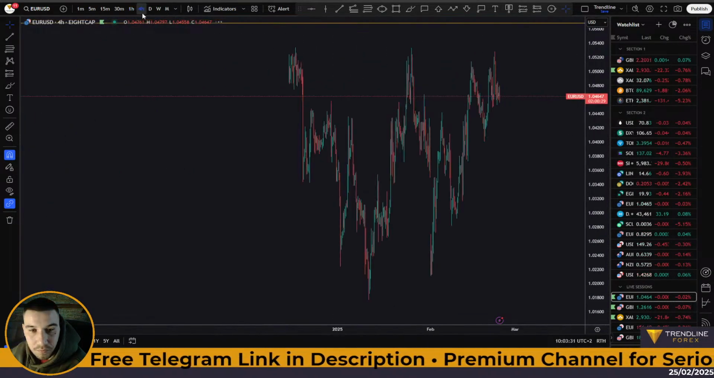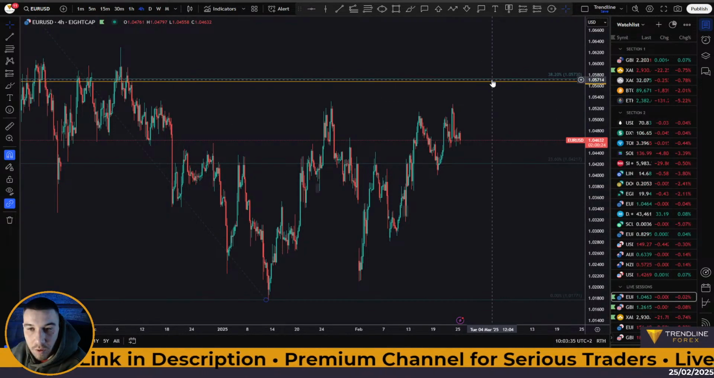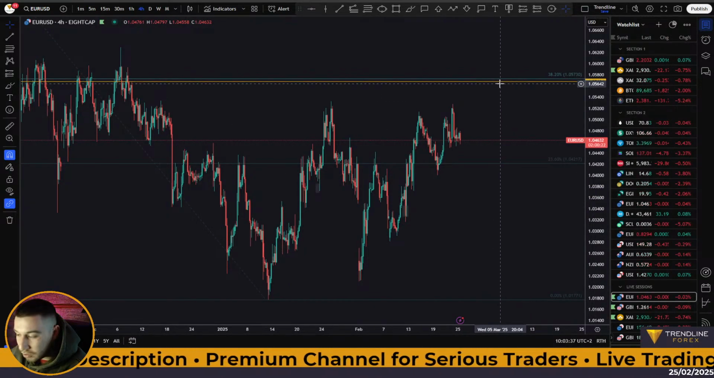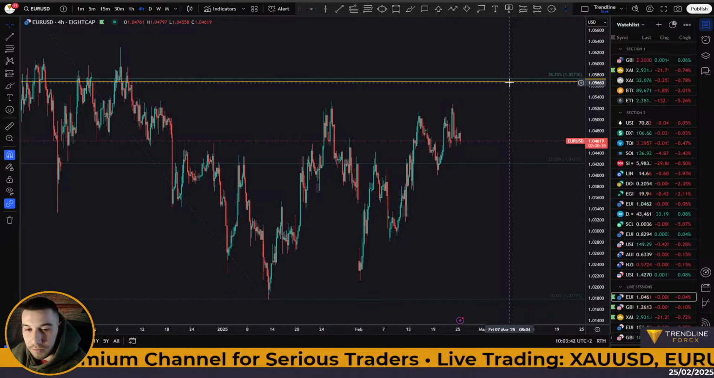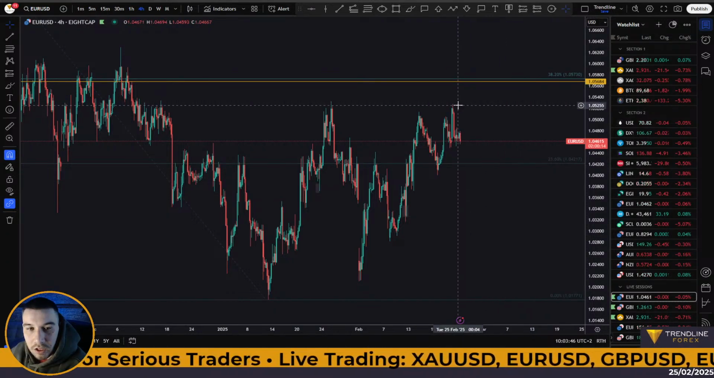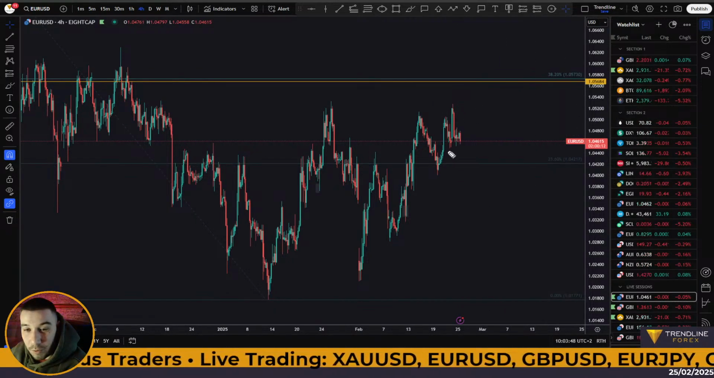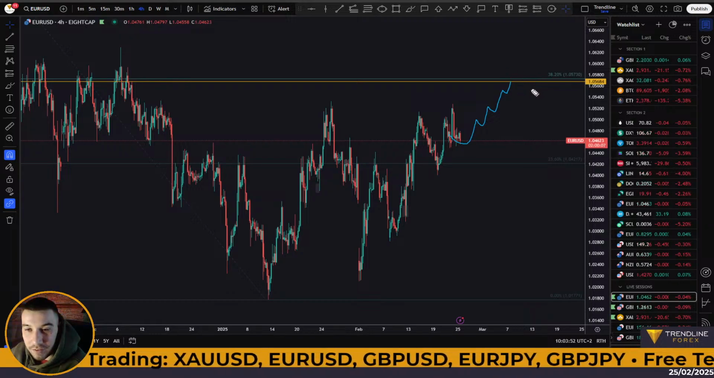Okay, we've got the 38.2 level right here around 1.0580, and this is a level that I talked about in the previous live sessions, pretty much for the past 2 weeks, I would say. So ideally, I want to see the market coming up to that 1.0570 level.